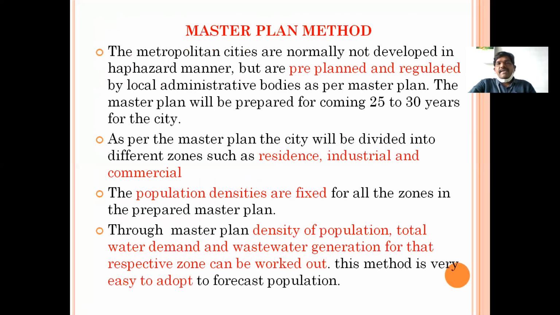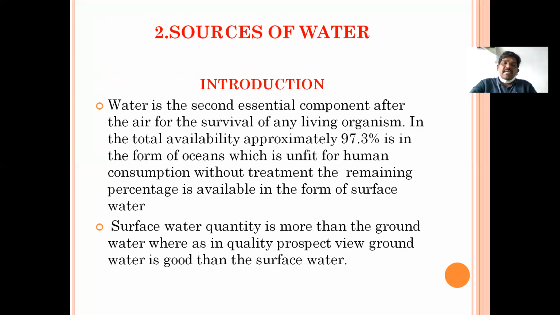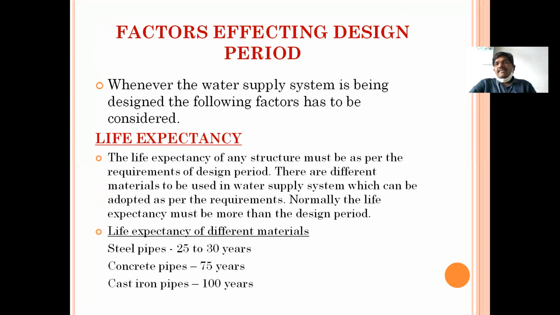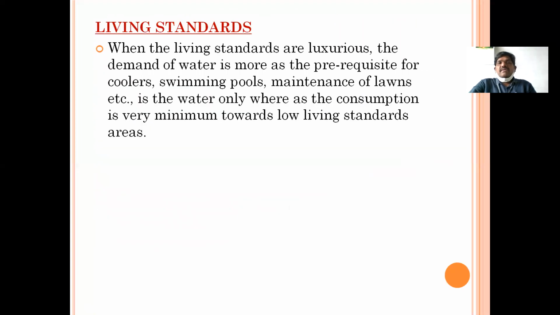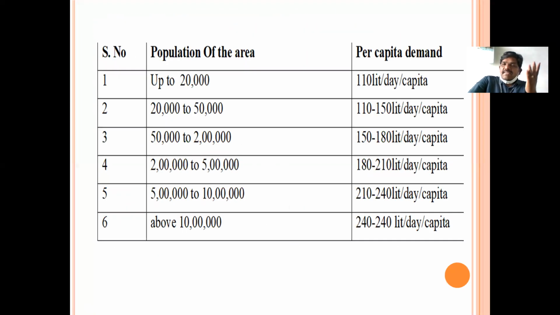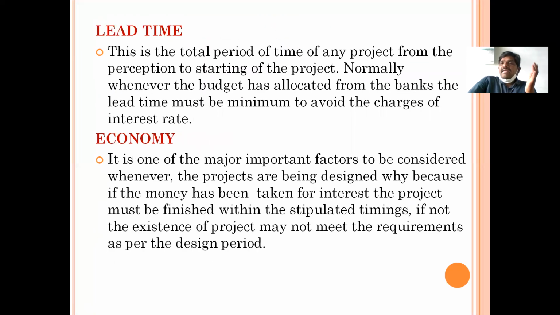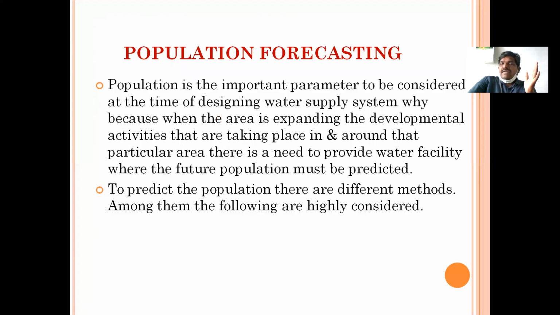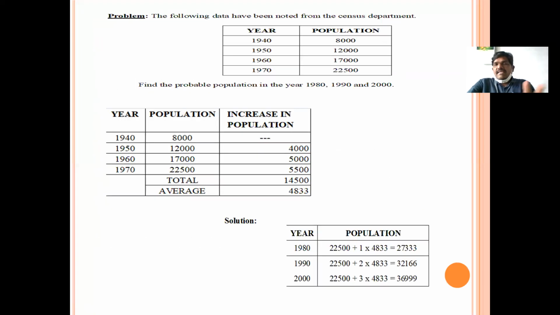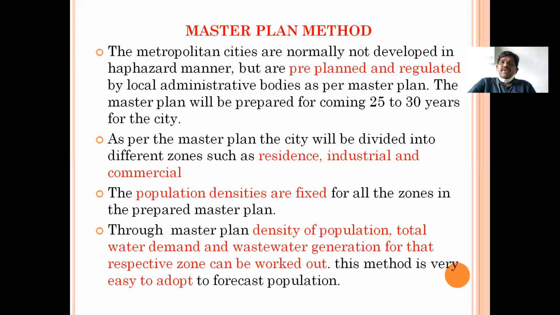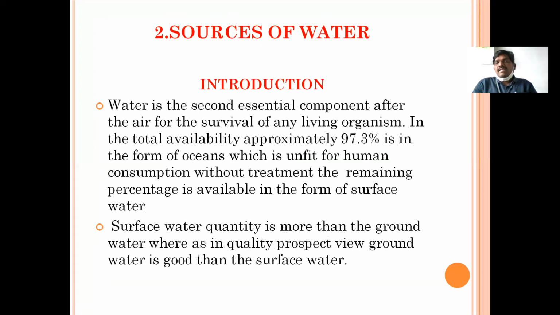Now we go to the next topic, sources of water. With this, we have finished the introduction part, or unit 1, where we discussed the necessity and importance of protected water supply, objectives of protected water supply, waterborne diseases, role of environmental engineers, water demand, factors influencing water demand, and types of water demand, per capita demand, design period, factors influencing design period, and population forecasting. Of course, we also discussed estimation of water demand. With this, we are finishing the first unit and moving into the second unit, sources of water.